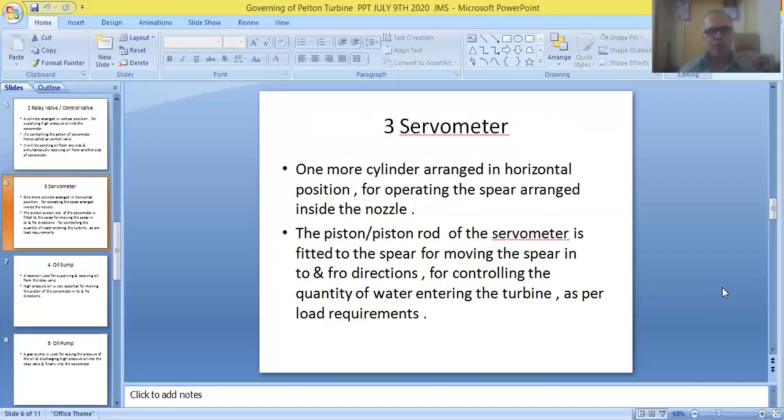That means when the piston moves in the forward direction, automatically the sphere will be moving in the forward direction. When the piston moves in the reverse direction, automatically the sphere will be moving in the reverse direction. So it is used for moving the sphere in to and fro directions. That is very essential for controlling the quantity of water entering the turbine according to the load acting on the turbine. So this item is referred to as a servometer.